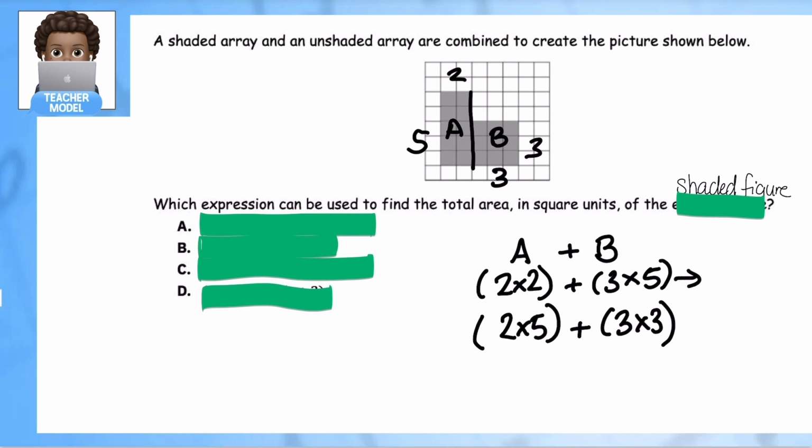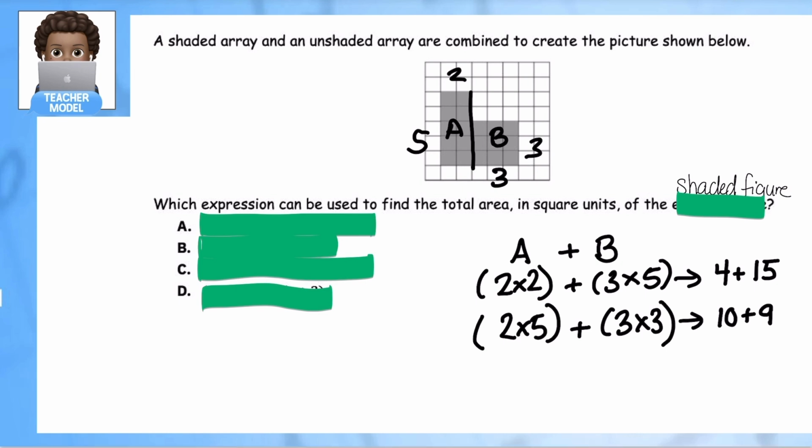Well, let's see. With the first one, 2 times 2 is 4, and 3 times 5 is 15. So 4 plus 15, which is 19. And in the second one, I have 2 times 5 is 10, and 3 times 3 is 9. So in both of these cases, I get the same answer, 19. It doesn't matter how I decompose it, how I cut it, the area is going to be the same. All right, so that's all they were asking here, how I can represent it.